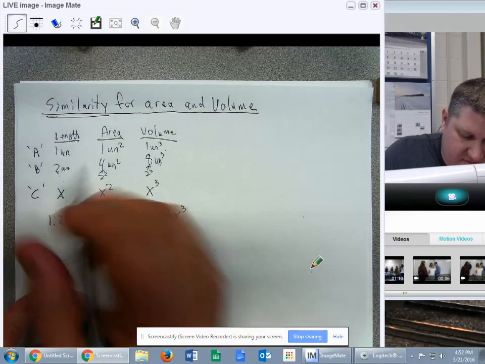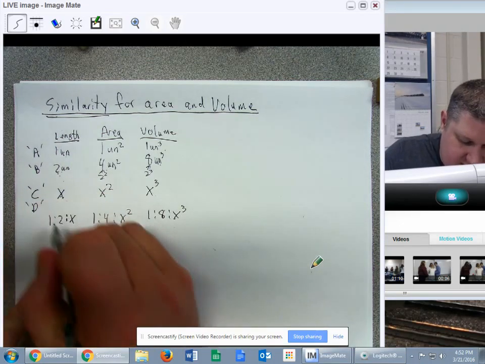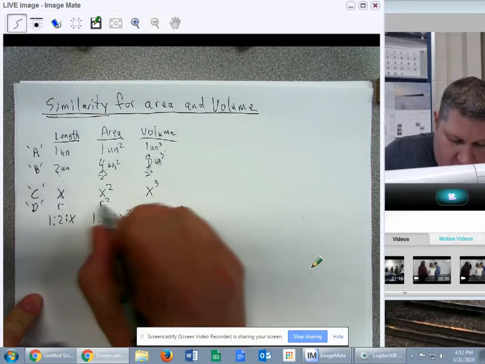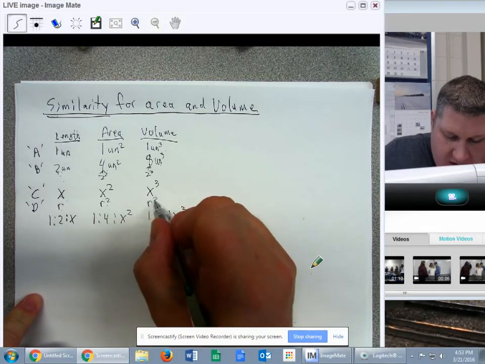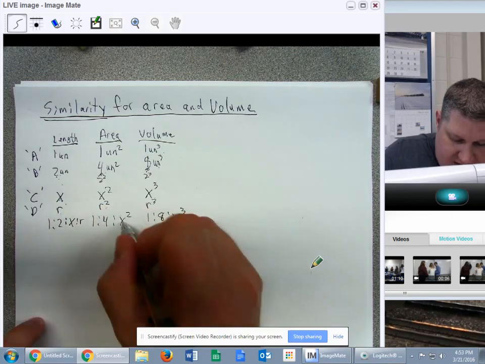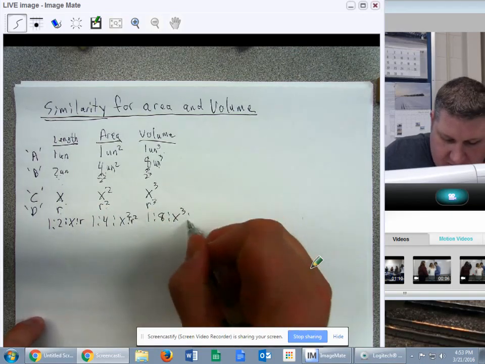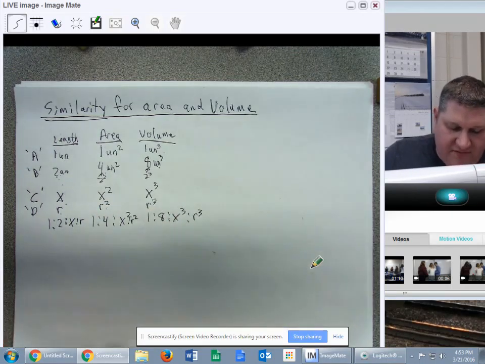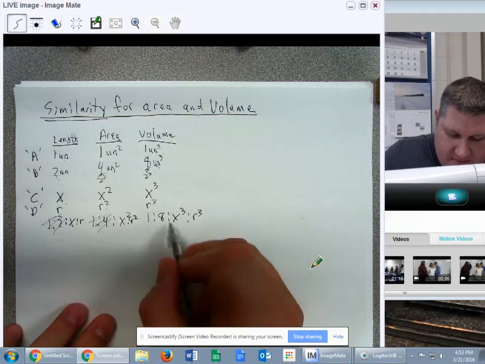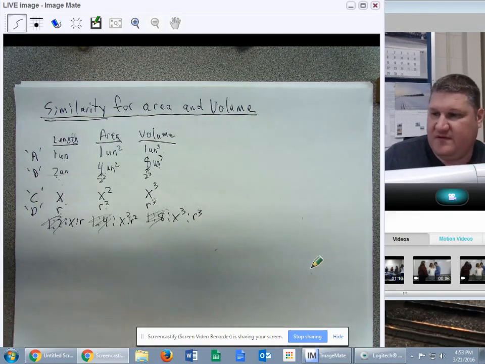If I have another figure D, where it is of r size, we would therefore have r squared for its area and r cubed for its volume. I would simply add another term on here. But if I subtract off the A and the B, I no longer need them. What I end up with is a rule.